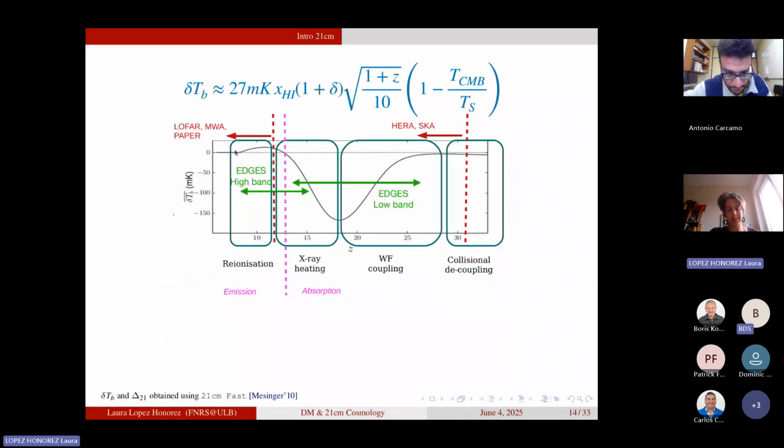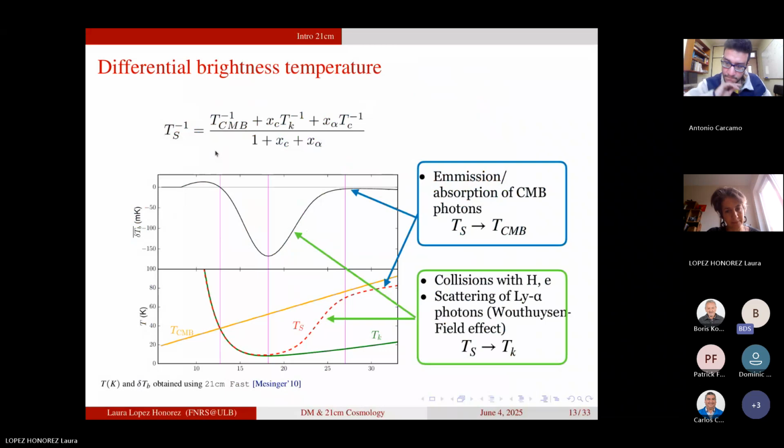Yes, sorry. Could you explain the factors that you have in this expression above? Because the spin temperature depends on x_c, x_alpha.